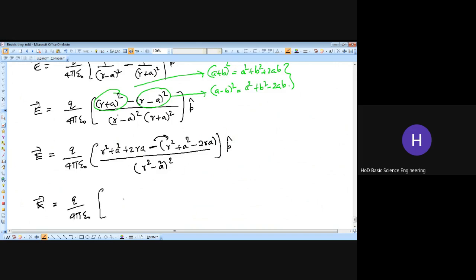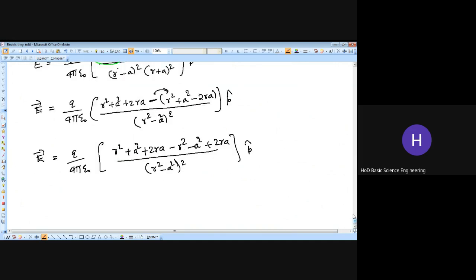Four pi epsilon plus 2RA, and in the denominator (R square minus A square) whole square, into P cap. Now if you simplify this, R square A square and minus R square A square get cancelled. We are left with 2RA and 2RA, so that becomes 4RA, right? Or 4AR.